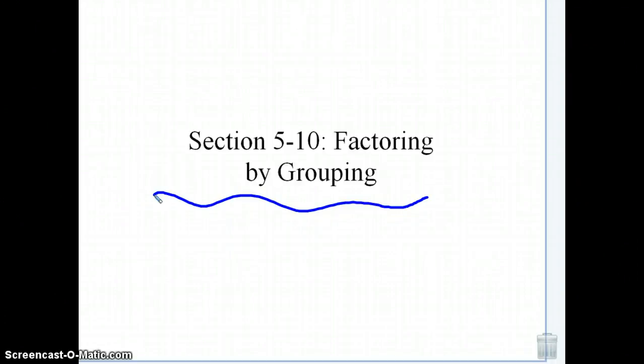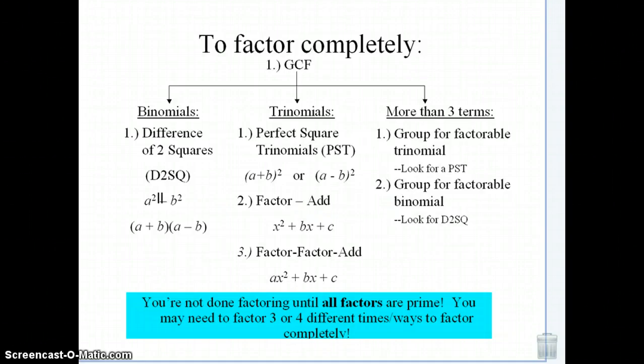The first slide that we're going to is a review. I'm just going to briefly talk about it. You do not have to recopy it. You do have this in your notes. To factor completely, we've talked about this before. First thing you always look for is the GCF. It does not matter whether you have binomials, trinomials, or polynomials. You still look for the GCF.